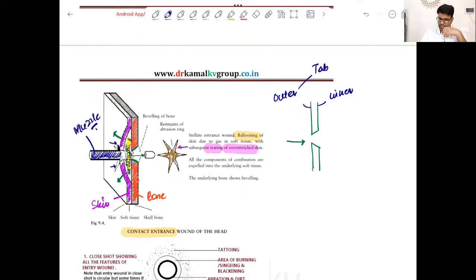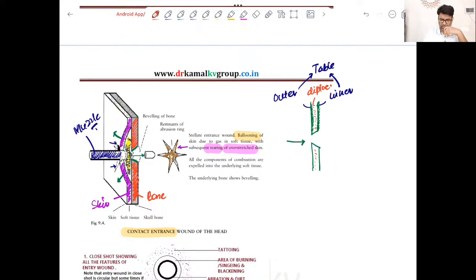So like in long bones we have cortex, in a skull we use the word table, right? So we don't say cortex here. So there is an outer table and an inner table, and in between the two we have diploe, right? So this is the diploe. Clear? Now just look here, the same thing in the lower part also. Now see what is happening here.